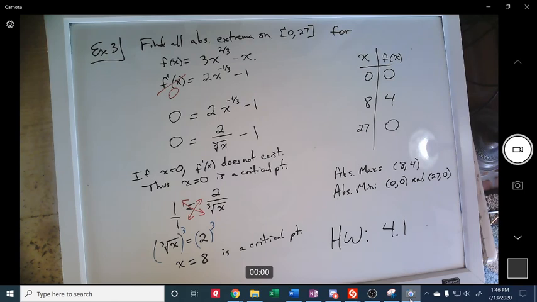What about horizontal asymptotes? Horizontal, that's different. You could have, and you might have an absolute max or absolute min with those. That's right. Good point.